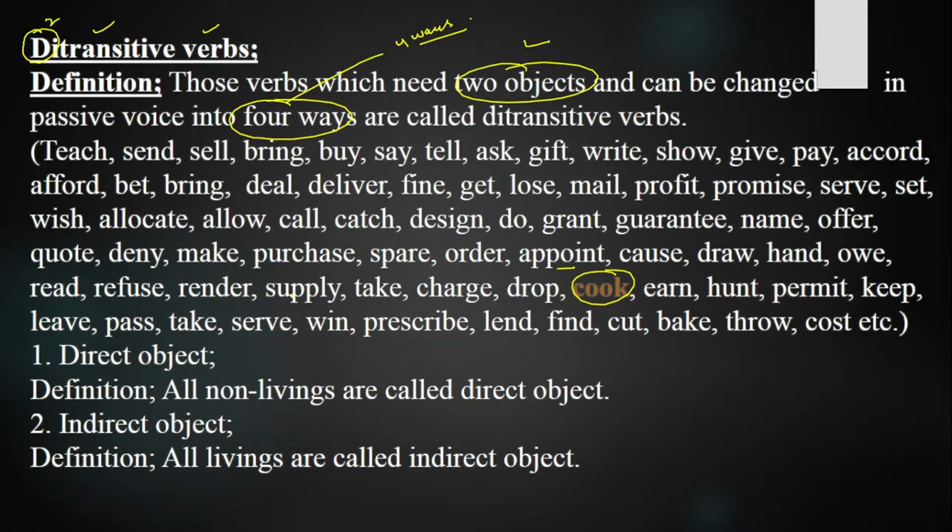Ditransitive verbs need one direct object and one indirect object. Direct object means all non-livings and indirect object means all livings. Whatever non-livings we have are known as the direct object, and whatever livings we have are known as the indirect object. They need two objects. If you use only one of the objects, the meaning won't be clear and understandable. Sometimes it will even be wrong.